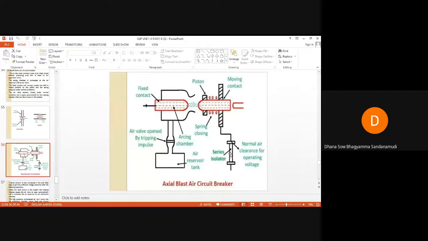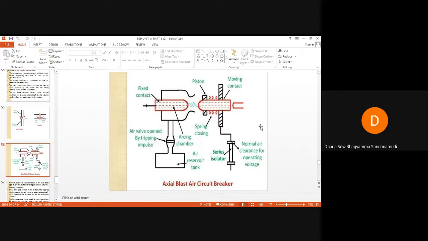When any fault occurs in the system, the tripping impulse will cause the air valve to open automatically, and it connects the air reservoir to the air extinction chamber. The high pressure compressed air now moves into the air extinction chamber. The pressure exerted by the piston and compression spring was earlier high compared to the air pressure within this chamber. Now the pressure exerted by the air will be more than the pressure exerted by the piston and the spring. Therefore the moving contact moves away from the fixed contact.